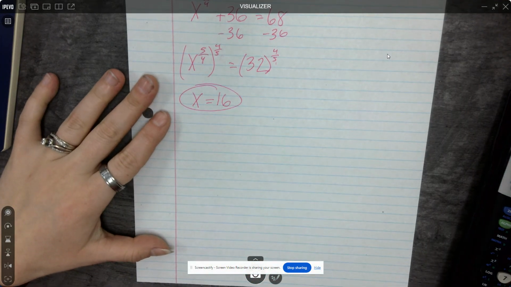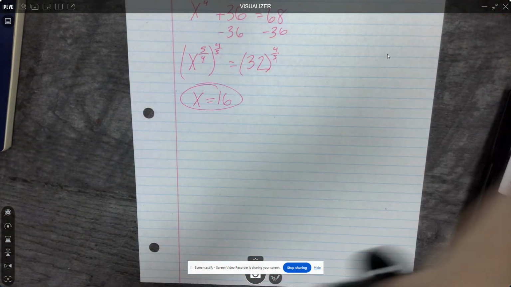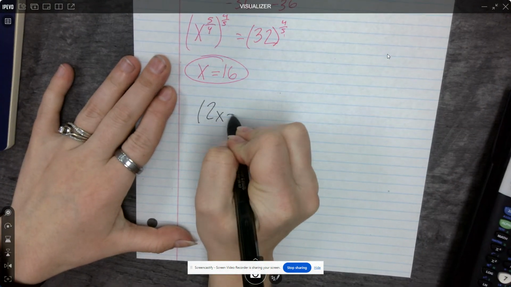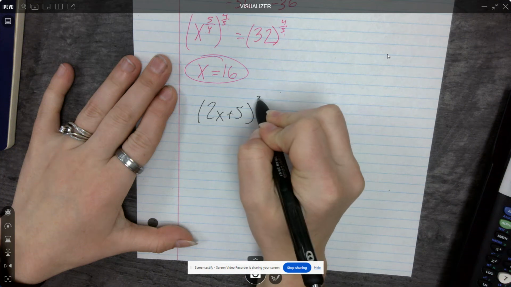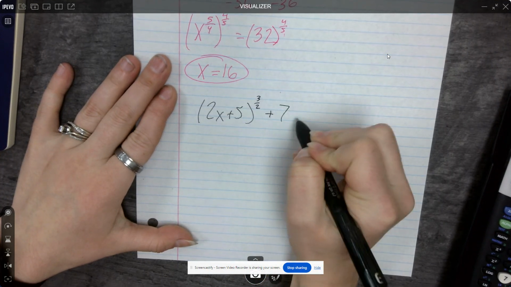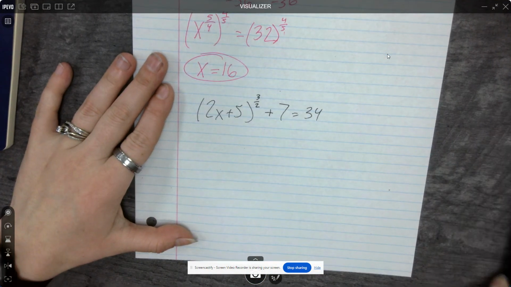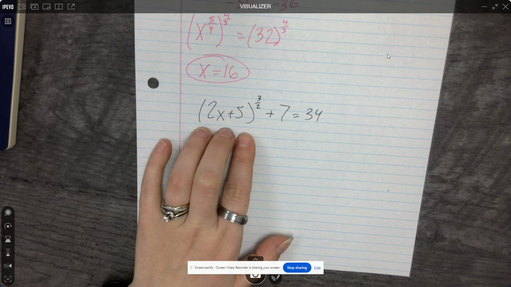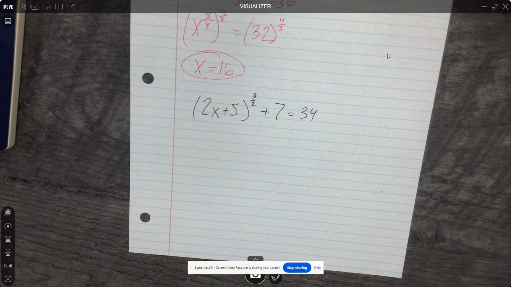We'll use different colors so that we see the differences here of my two problems. So my next one is in parentheses 2x plus 5 to the power of 3 over 2 plus 7 equals 34. Okay? So I'm going to solve this using my SADMEP, which means get rid of anything outside of my parentheses first, get rid of my exponents, and then deal with what was in the parentheses. And when I do my outside of my parentheses, addition and subtraction first, then multiplication and division. So in mine, I do have parentheses, so I need to worry about that this time. So get rid of anything outside of your parentheses first.